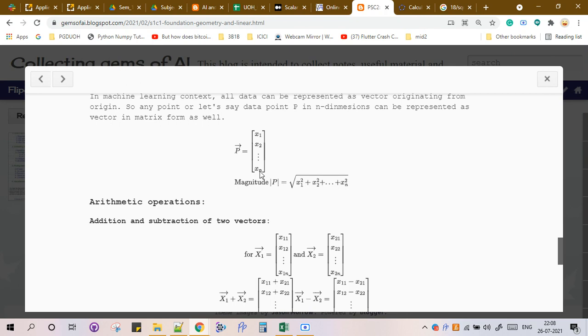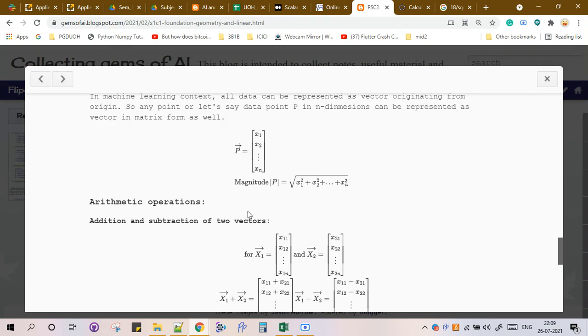So x1, x2 up to xn, this is an n dimensional vector, and the magnitude of p is nothing but the norm of p, sorry, this Euclidean distance of p, which is the square root of x1 square plus x2 square up to xn square. And this is really easy, right? Because it is originating from the origin. So the origin is always 0, so x1 minus 0, x2 minus 0, xn minus 0. So you can say this is a Euclidean distance from the origin only.